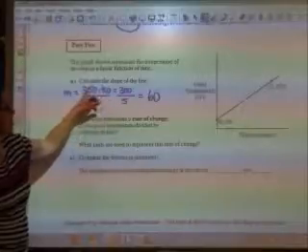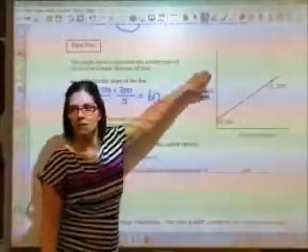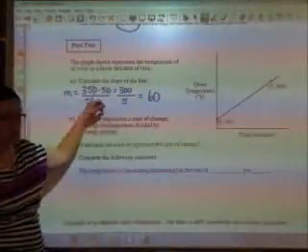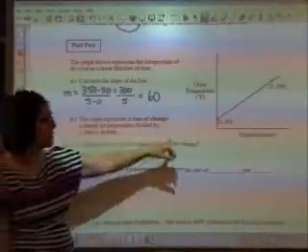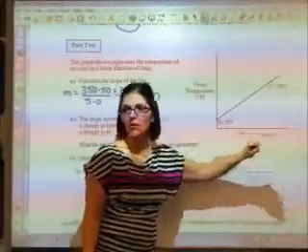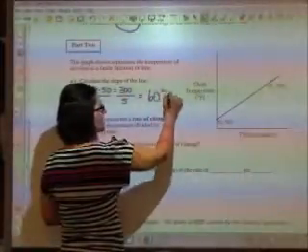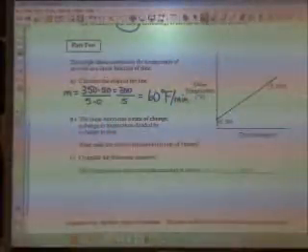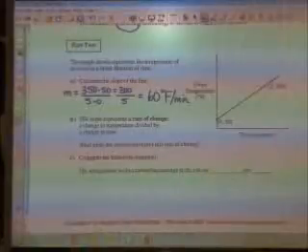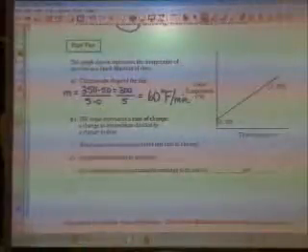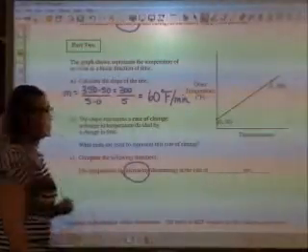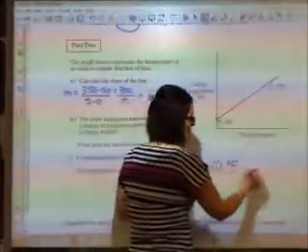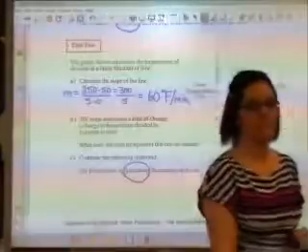Now, 350 and 50 represented my temperature. That was degrees Fahrenheit. And my denominator, which was represented by my x-coordinates, was time in minutes. So this is a change of 60 degrees Fahrenheit per minute, a rate of change. So if we complete the statement, the temperature is increasing at a rate of 60 degrees Fahrenheit per minute.